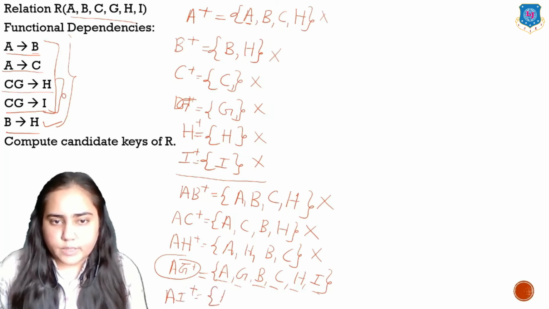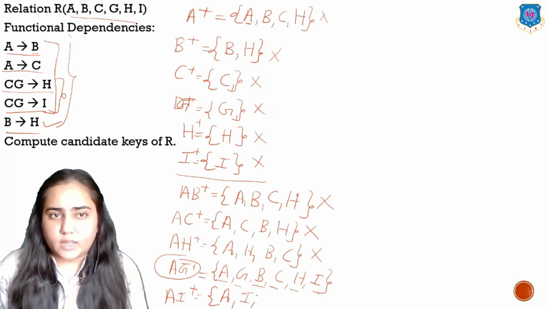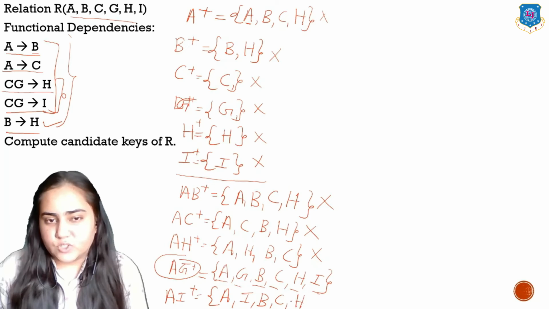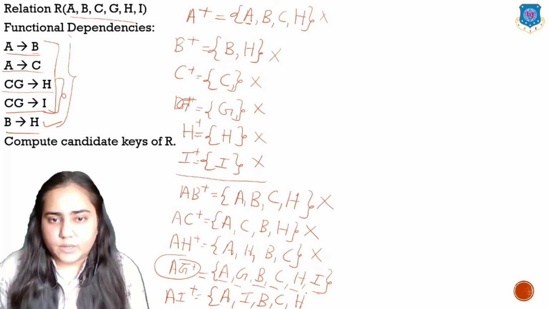AI plus would be A and I. What else can I add to it? I can add B, I can add C, and because of B, I can add H, but G is missing. So AI plus is not a candidate key.